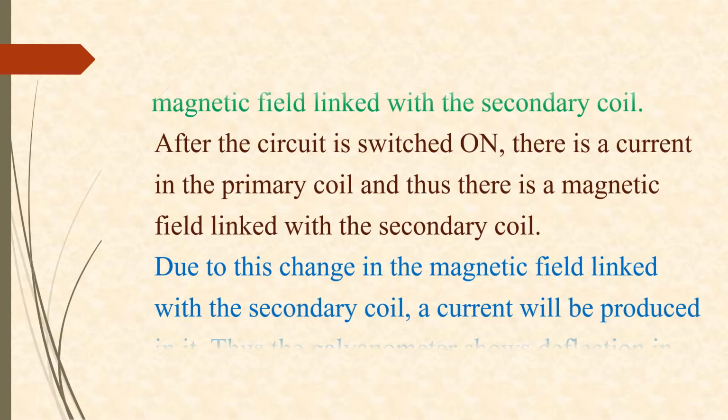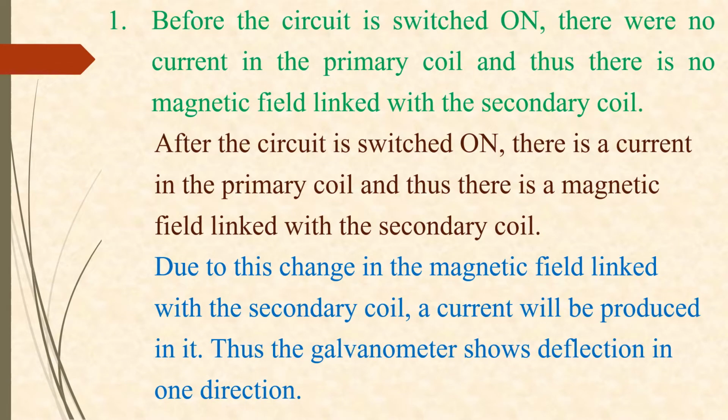Children, you already learned in our first module that whenever electric current flows through a conductor, a magnetic field is produced around it, and this is known as the magnetic effect of electric current. Here, before you switch on the circuit or before you close the key, there will not be any current flowing through the primary coil, as it is connected to the battery. So there won't be any field produced around it. Therefore, no magnetic field is linked with the secondary coil.